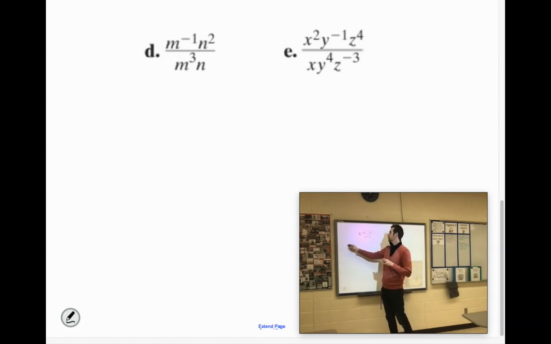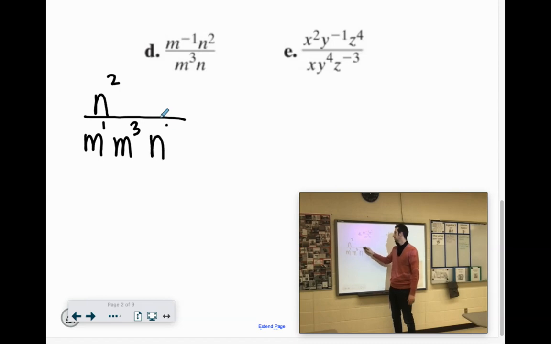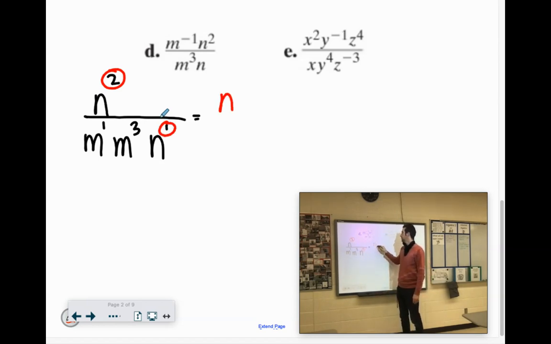So if I was to rewrite the problem on D, the m to the negative first would go to the denominator, become m to the first. The n squared can stay up there. M to the third can stay down where it was, and the n can stay where it was, and that's n to the first. So, are there more n's in the numerator or the denominator? There's more up top. We have 2 up here, 1 down here, so if we did 2 minus 1, we get 1 more n in the numerator.